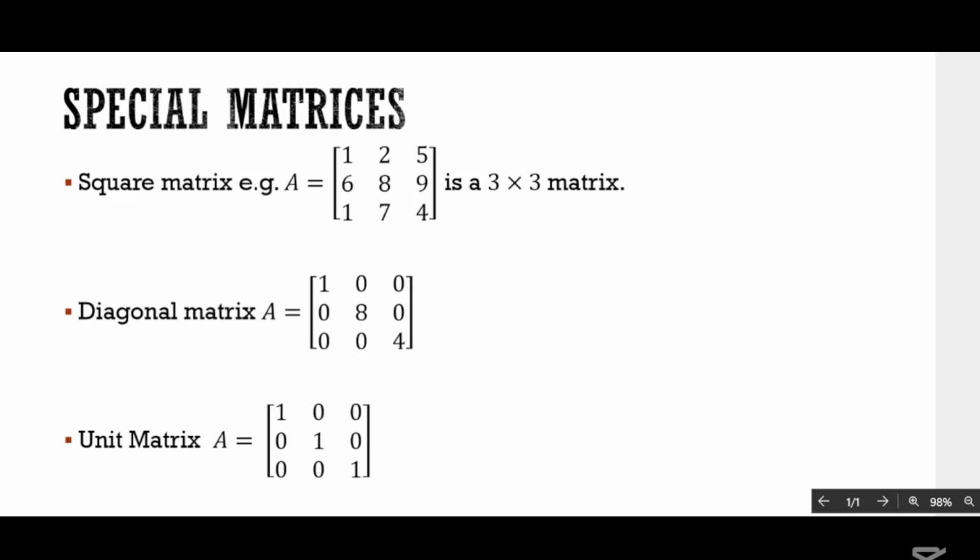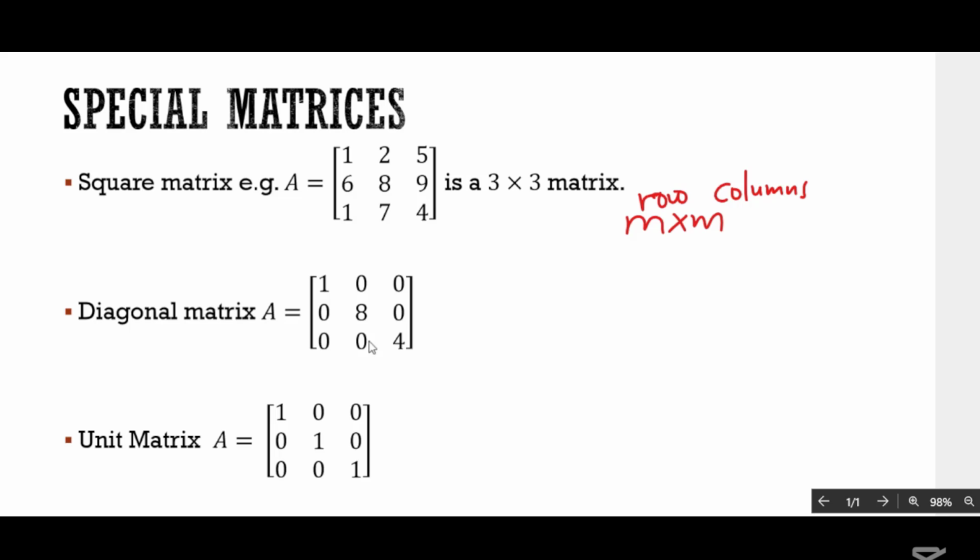Now, these are some of the special matrices. So we have the first one, the square matrix. A square matrix is a 3 by 3 matrix. It means that a square matrix is of the order m by m, where the number of rows is equal to the number of columns. So when it happens like that, we call that matrix a square matrix. Great. Now we have some other types of square matrices.